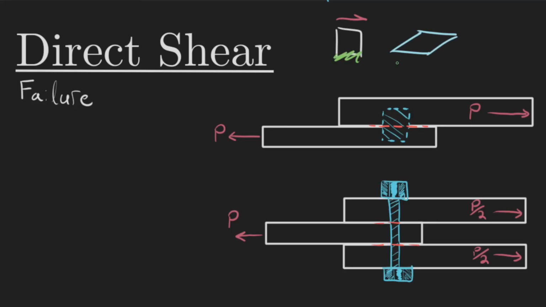So the green part right here is the area that we want to be looking at. So basically for this pin right here, where we essentially have a beam that has a load to the right of P and a load to the left of P, this would be our area that's basically stopping that shearing from happening. And then here where we have a double shear setup, we have a P here, and then we have a P over 2 on the top and bottom so that our force is balanced. We would actually have 2 areas where it's shearing.